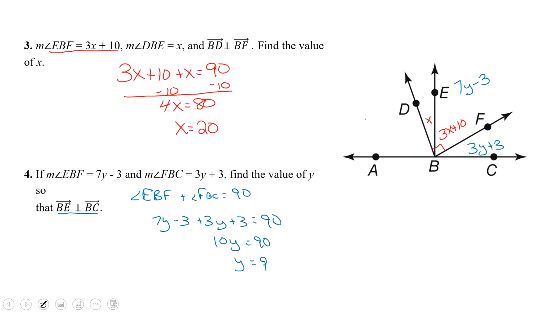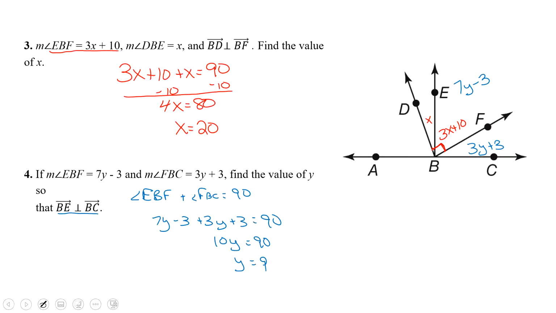All right, so let's check our work. The first one, they told you that BD and BF were perpendicular. So you draw in the box there from BD and BF. So that tells us that x plus 3x plus 10 equals 90. We solve through, we find out x equaled 20.